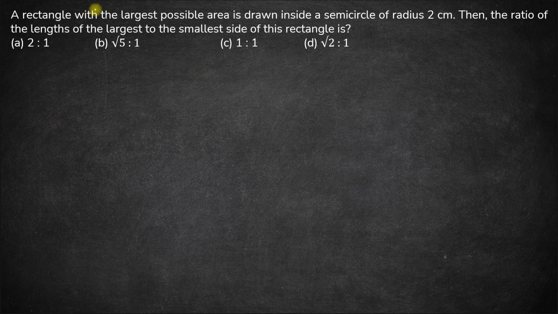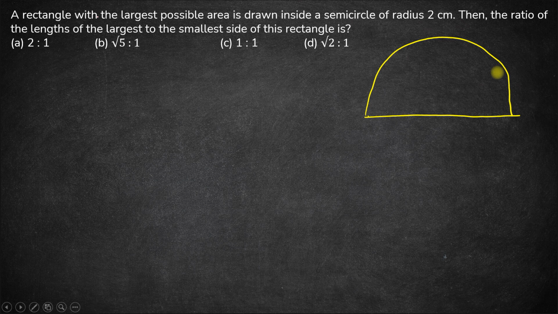Hi, here we have a rectangle with the largest possible area drawn inside a semicircle of radius 2 centimeters. Then the ratio of the length of the largest to the smallest side of the rectangle is what? So we have a semicircle. Okay, let this be the semicircle.